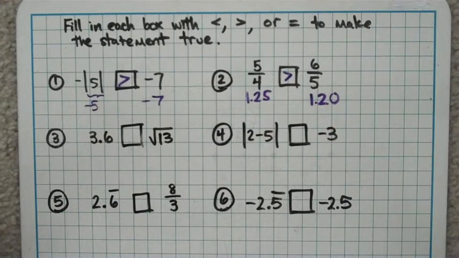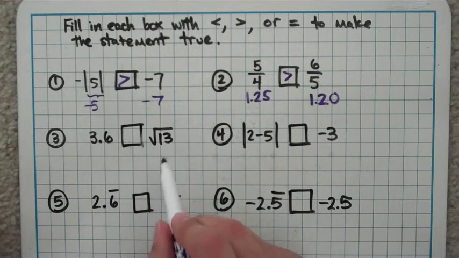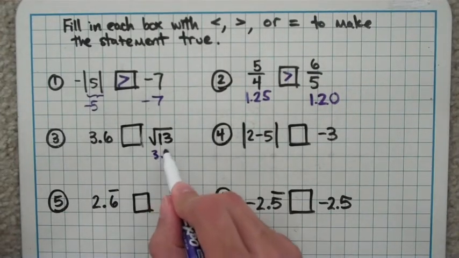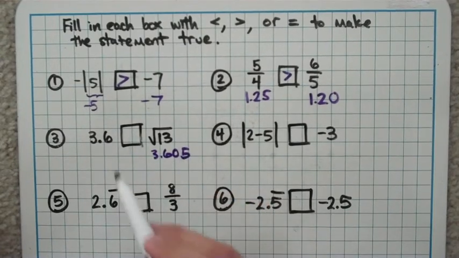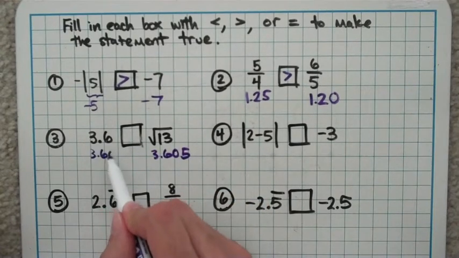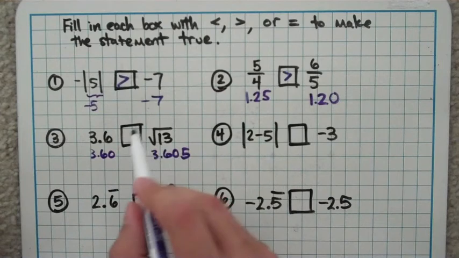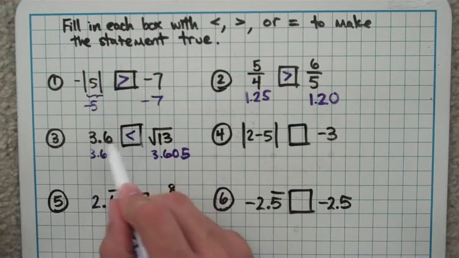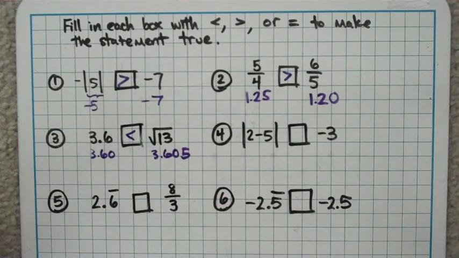For the next one, you do the same sort of thing. I would definitely turn this into a decimal. This says about 3.605. Well, this one is just 3.60. Having that extra 0.005 makes it a little bit bigger. So this says 3.6 is less than the square root of 13.